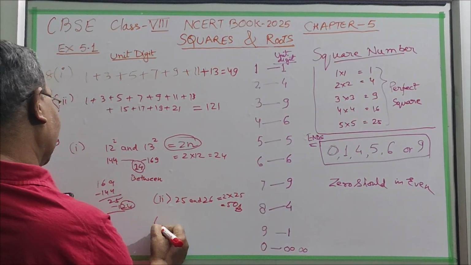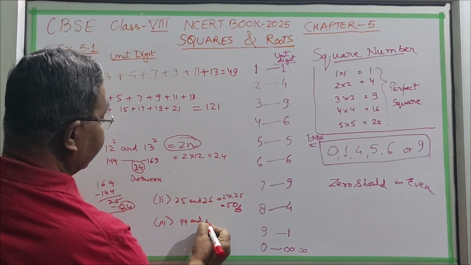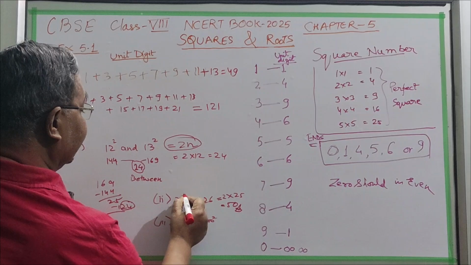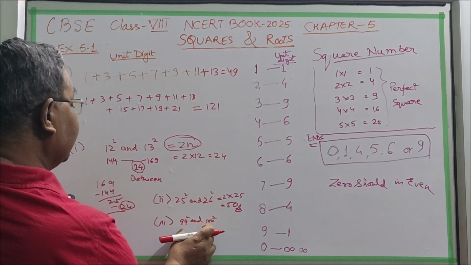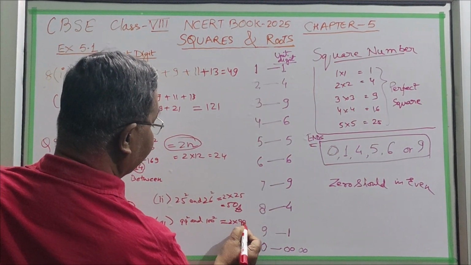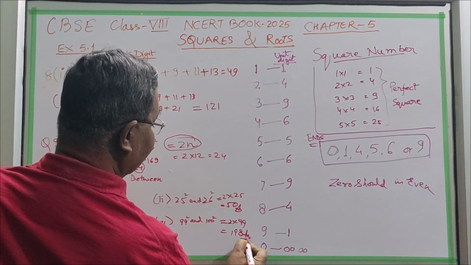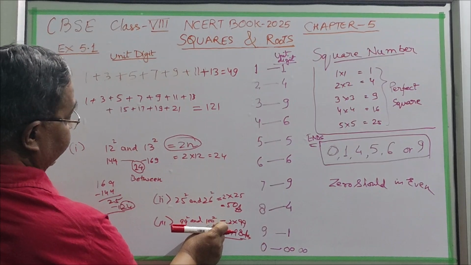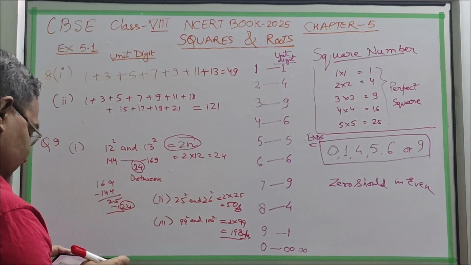Then the third is 99 and 100. If we make squares of them and ask how many numbers are in between, the count will always be 2 into 99. This many numbers will be in between the squares of 99 and 100. Okay, so this exercise is over.